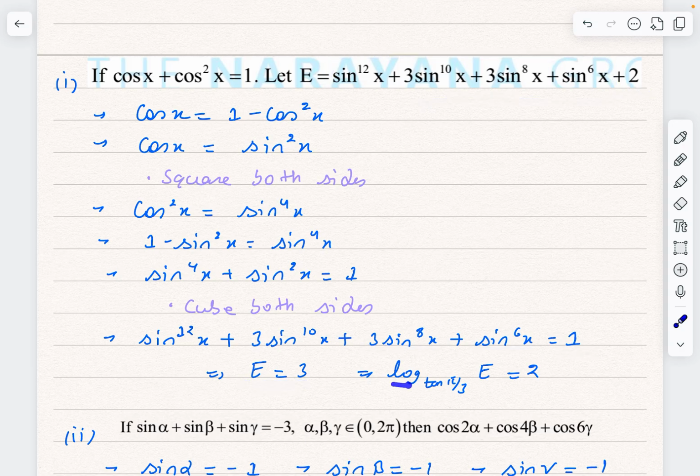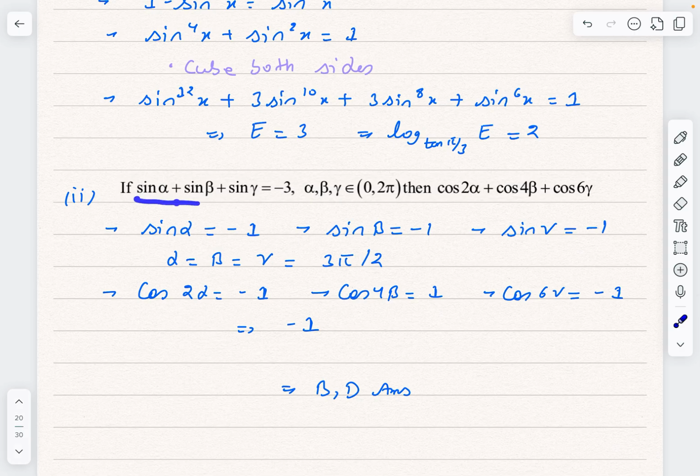Then they're asking to find log tan pi by 3 of E. Tan pi by 3 is square root 3. E we can write as square root 3 square. So the value of this thing will just be 2, using the properties of logarithm.